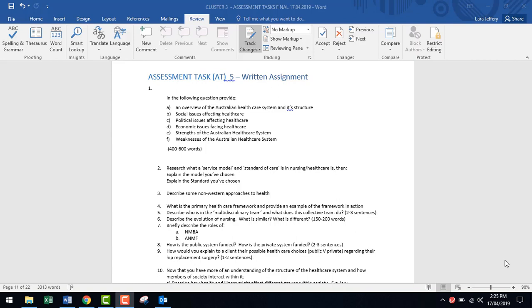So given that I've used smoking as an example, that is not an example we want you to use in answering this question. So E, so we want to know the strengths, what you think, this is what your opinion is from reviewing all of these aspects beforehand. What are the strengths of the healthcare system and what do you think the weaknesses of the Australian healthcare system are?